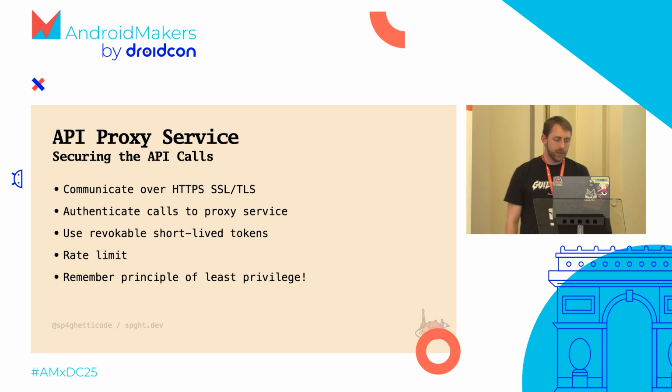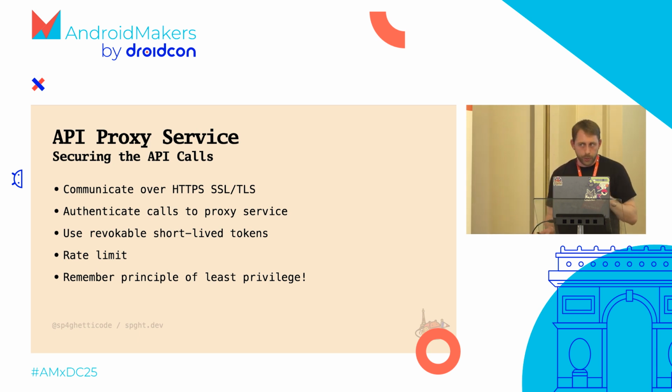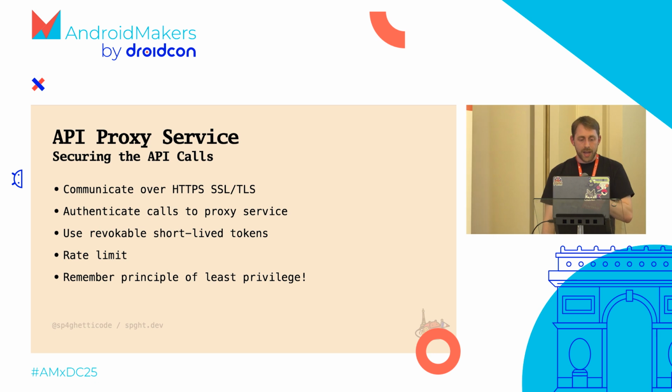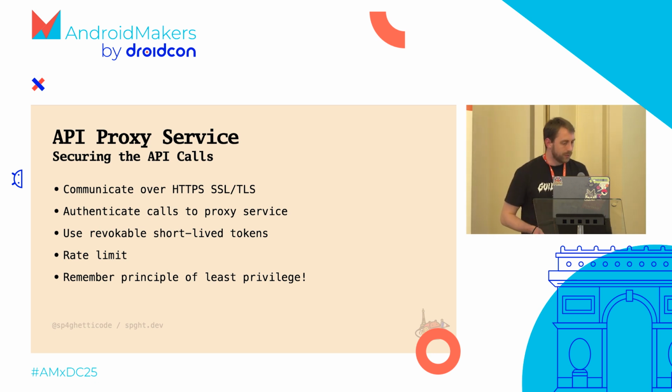And the way that we would secure it is, first of all, doing something that we're hopefully all doing already, which is communicating over HTTPS and SSL. And then also making sure that we authenticate the calls to the proxy service, so we are a legitimate user accessing our service legitimately, by using short revocable tokens, which we'll talk about in a second, and rate limiting.